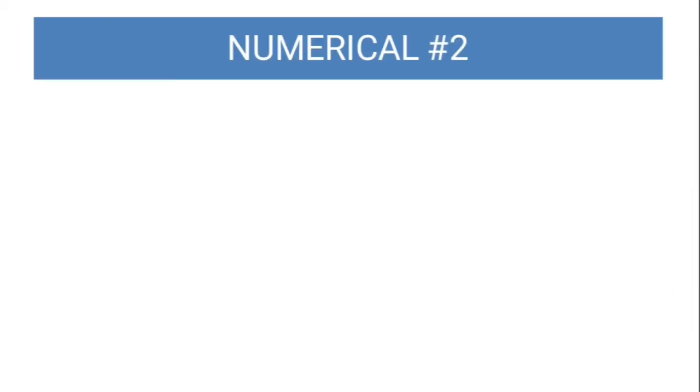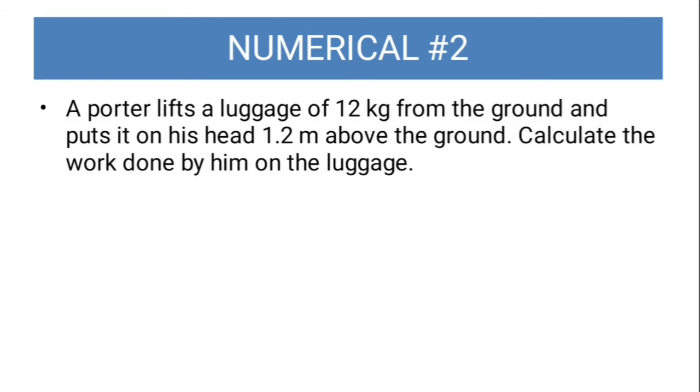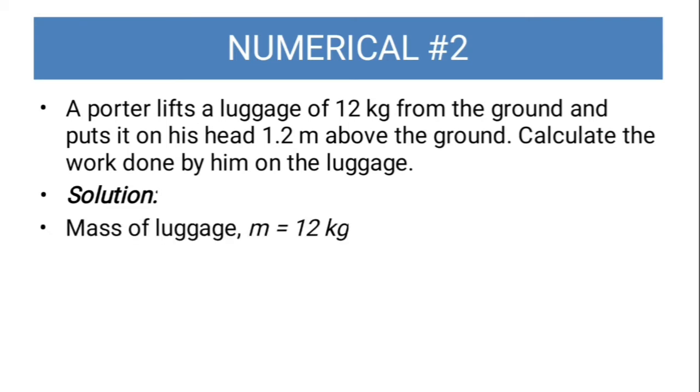Let us see one more numerical. This is a little different. There is a porter who lifts a luggage of 12 kg from the ground and puts it on his head, which is 1.2 meters above the ground. Calculate the work done by him on the luggage. Well, a mass is given which is 12 kg, displacement is 1.2 meters.